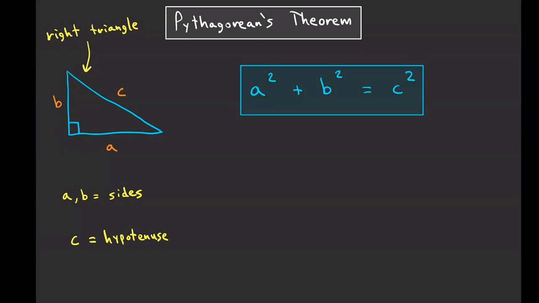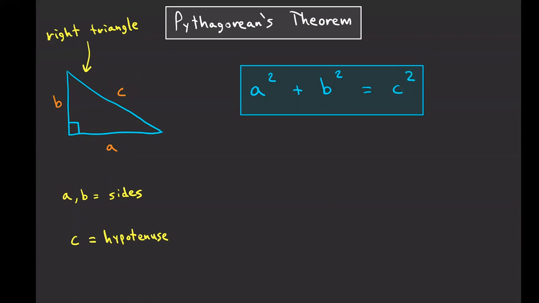And so that's basically giving us a relationship between the lengths of each side of this triangle. We know that if I take each side and I square them and then I add them together, that's going to give me the hypotenuse squared. And yeah, so that's a super useful formula.